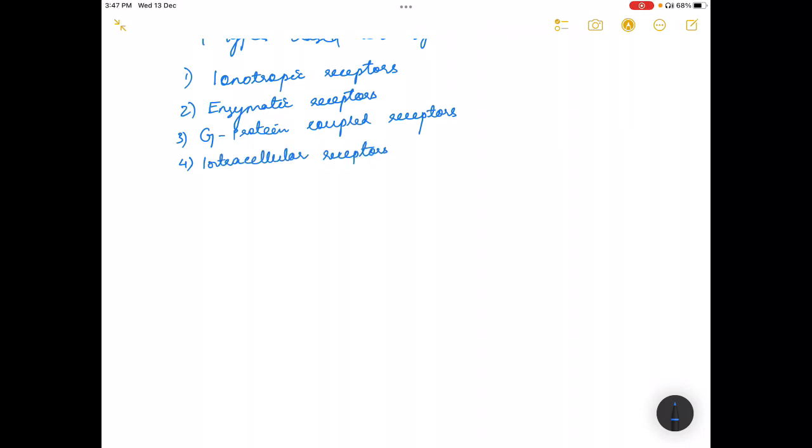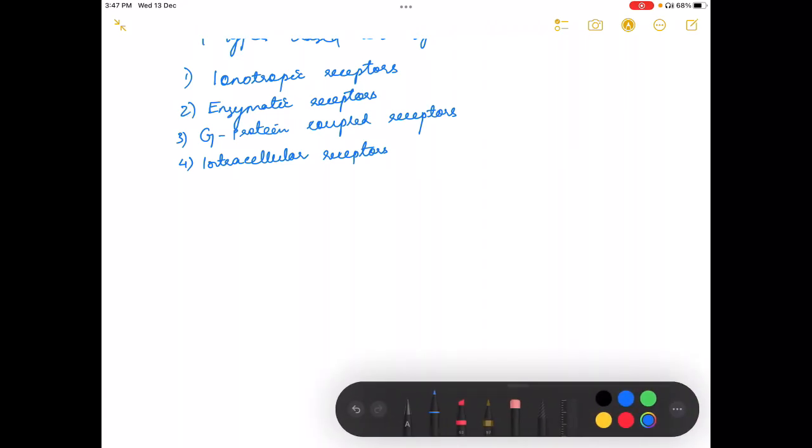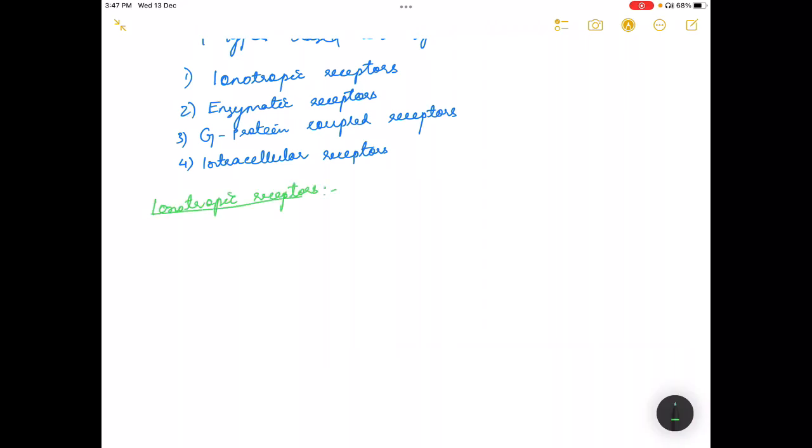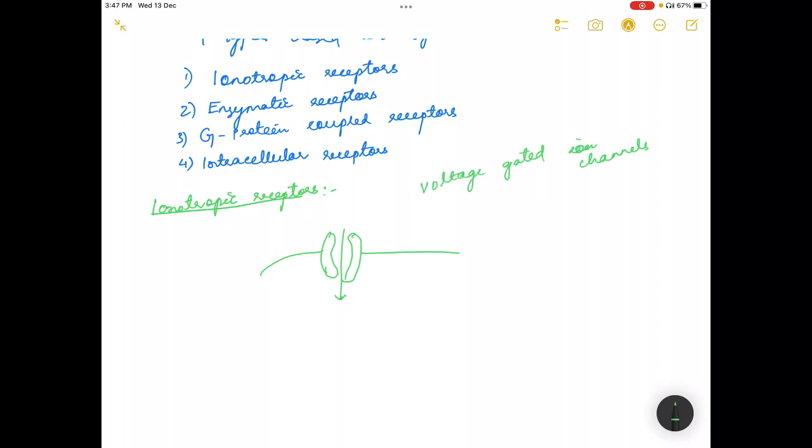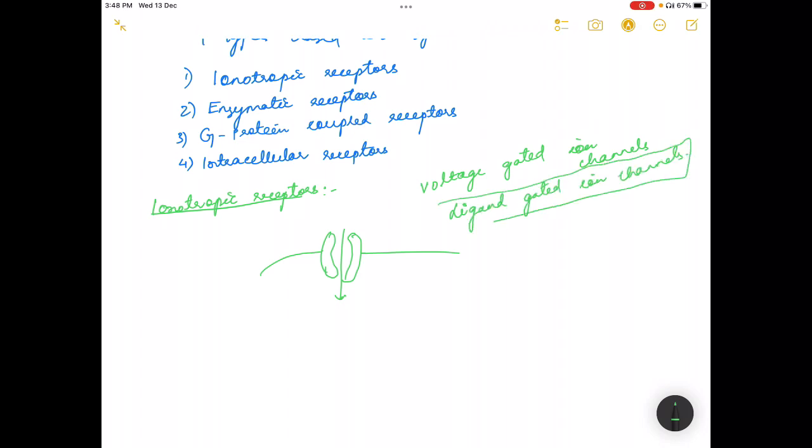So first and foremost, coming to the ionotropic receptors. So what are ionotropic receptors? The ionized substances, as we all know, they cannot cross the membrane. Therefore, for the movement of ions, there is a special type of gates, and these gates are known as the ion channels. Okay, these kind of channels are known as ion channels. So these channels can be voltage gated ion channels or ligand gated ion channels. So these ligand gated ion channels, these we call ionotropic receptors.